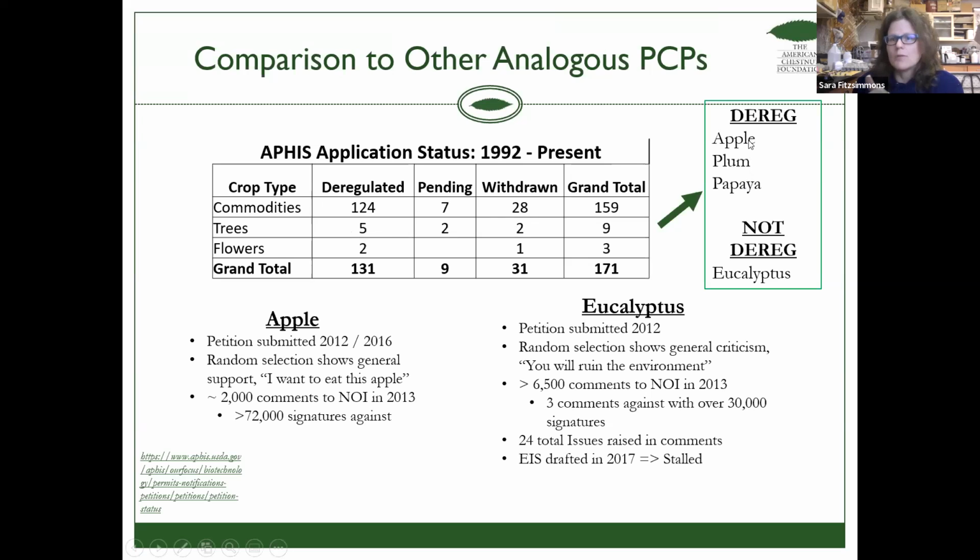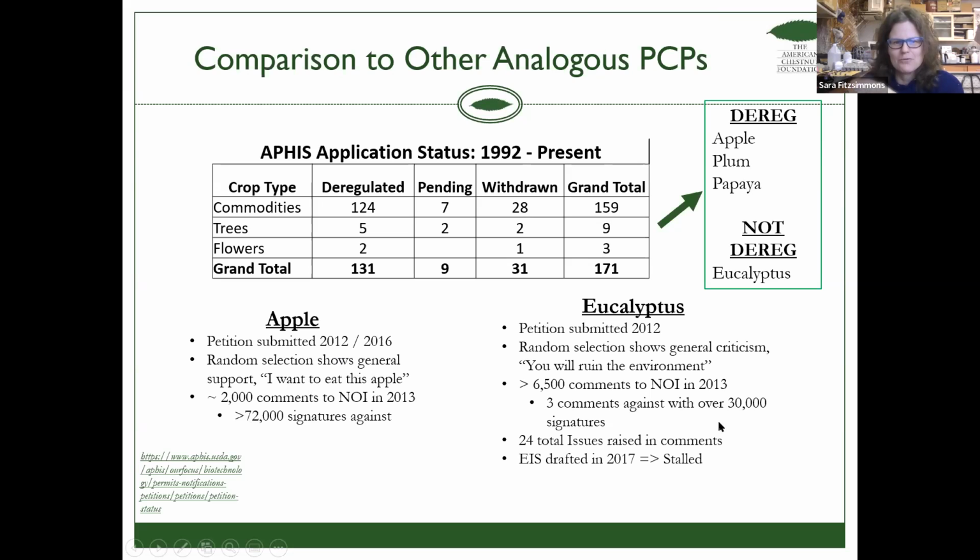Apple is for a non-browning gene. Plum is for plum pox, and papaya is for ring spot virus. They all got deregulated. Eucalyptus was not deregulated, and they haven't formed a decision on it. It's still pending. And what's interesting is, again, Carrie mentioned this, that you have people who say if it's for forest health, they're generally for it. Even these commodities, apple, plum, papaya, you did see, I want to eat this apple. If you go through and you read the comments, I want to eat this apple. I need this. This is great. There were still 72,000 signatures against GMO apple.